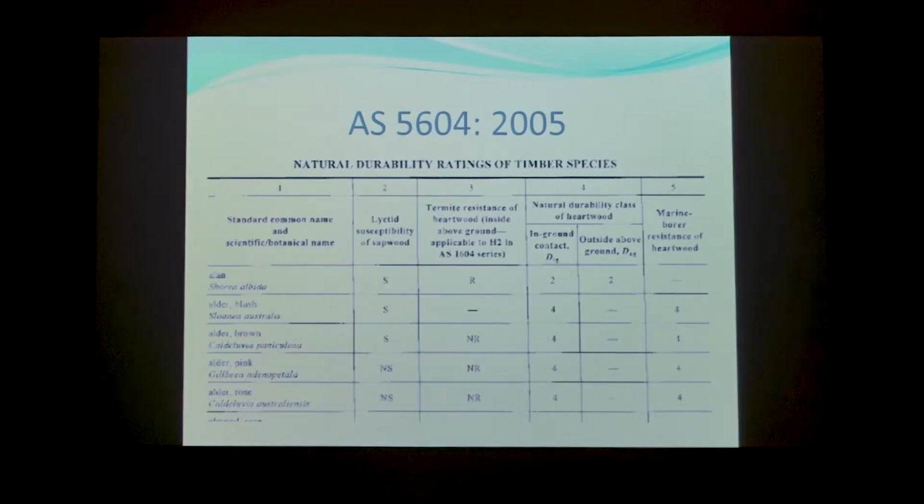So Lyctus susceptibility for the sapwood of hardwoods, and then termite resistance, basically for house framing. So what we call hazard class 2, indoors above-ground termite resistance. Then the next two are in-ground durability and above-ground durability outside, and they're mainly determined by decay, although termites are also important, but they're mainly decay durabilities. And then the last one is marine borer resistance, which was a new column that was added in 2005.